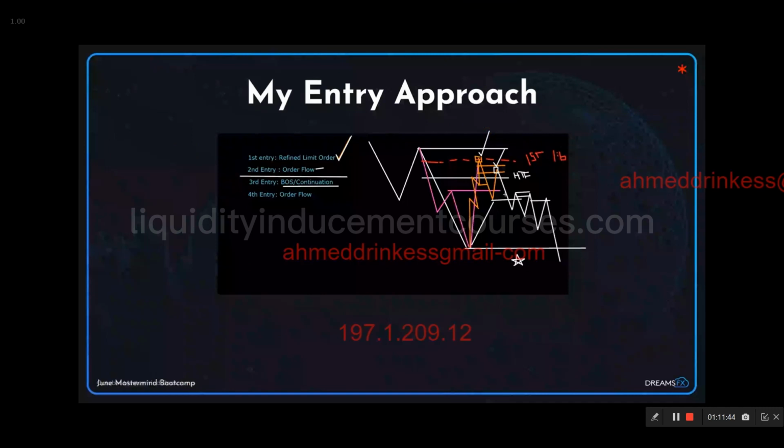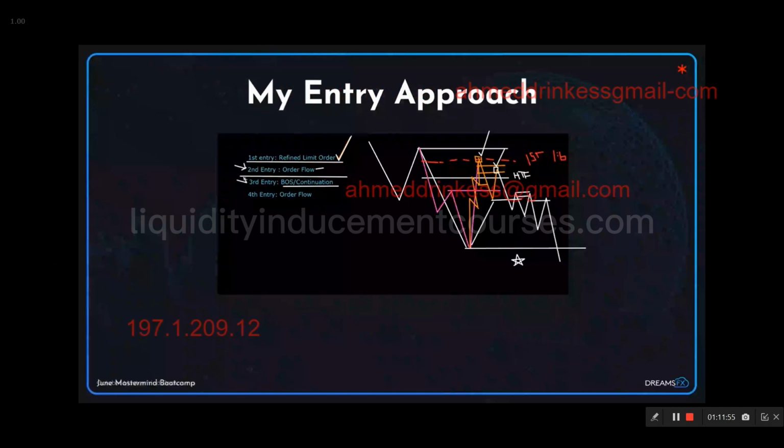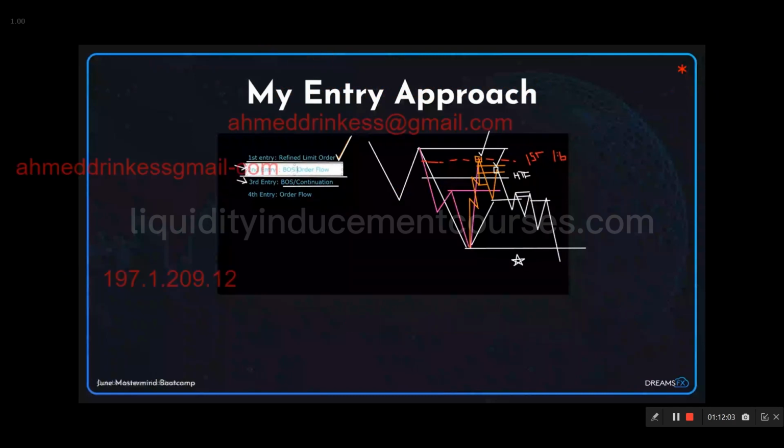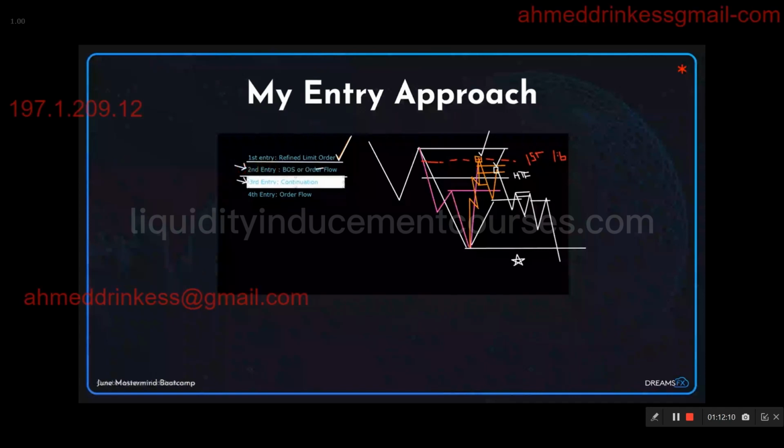So that's how I enter. First position, always a refined limit order, 1 to 6 at the minimum. My second position will either be an order flow entry or it'll be a BOS. Right, so let me go ahead and actually retype this. Second entry will be BOS or order flow. My third entry, right, will be order flow or a continuation.